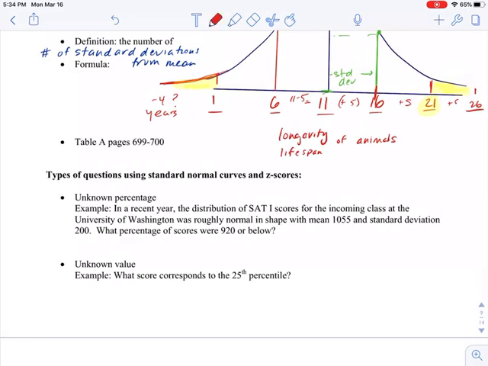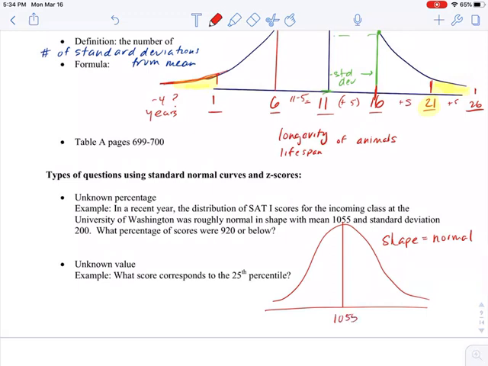You will also see this applied to standardized testing. Here's an example where it says, in a recent year, the distribution of SAT scores for the incoming class at the University of Washington was normal in shape with a mean of 1,055. So I can sketch this, right? It's normal in shape. I sketched the shape. Mean 1,055. So the center is the mean. And a standard deviation of 200.